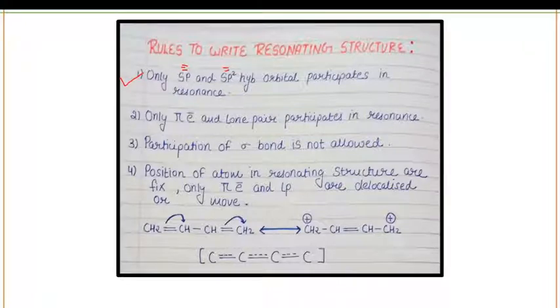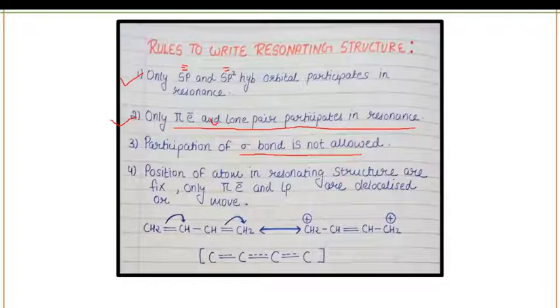Second rule says only pi electrons and lone pairs participate in the resonance. When there is the presence of pi electrons, a pi bond and a lone pair, only then will the process of resonance occur. Third point is participation of sigma bond is not allowed. If a compound has a single bond, or you can say the compound is a single bonded structure, then the participation of sigma bond is not allowed. Means there will be no resonating structure for that particular structure.